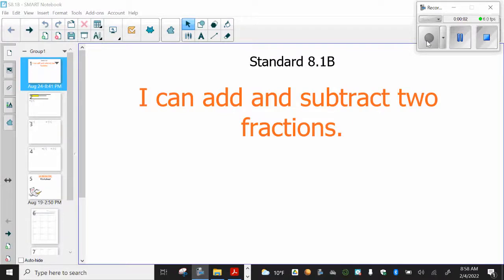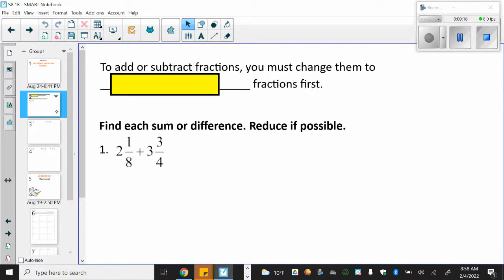Right, hello. Hello, we are back, standard 8.1B. Yesterday, you learned what to do to be able to add and subtract fractions, and guess what? We're doing the same thing today, but we're adding one step in front, because you know how much we like to do that. So let's take a look.